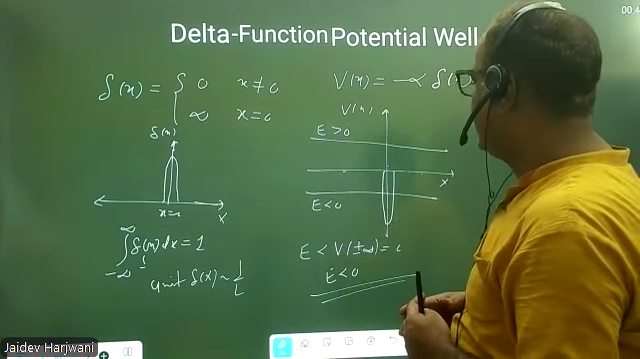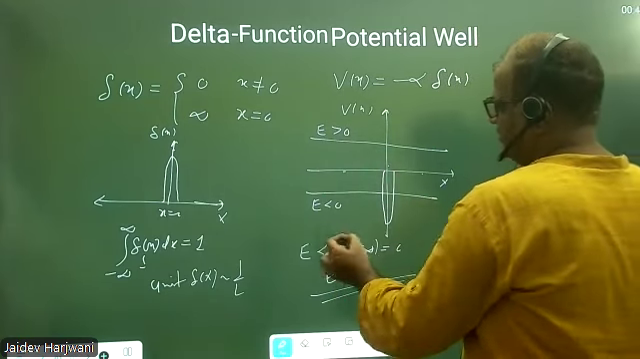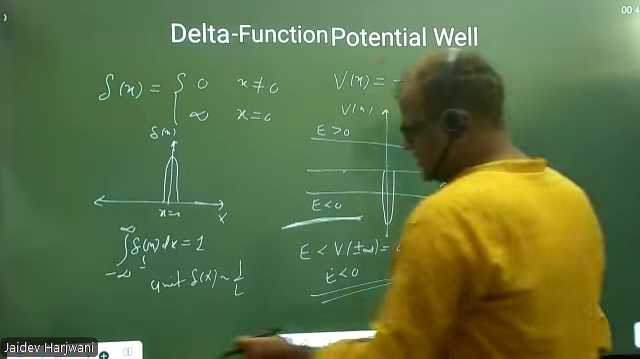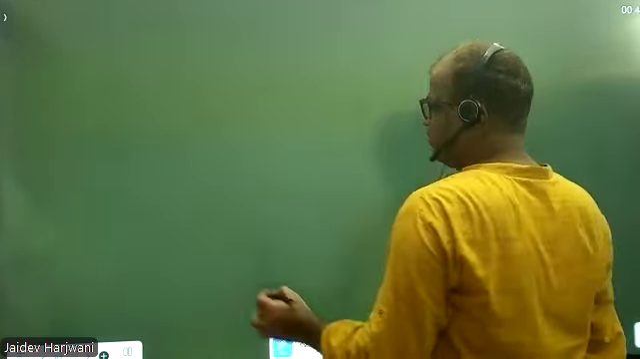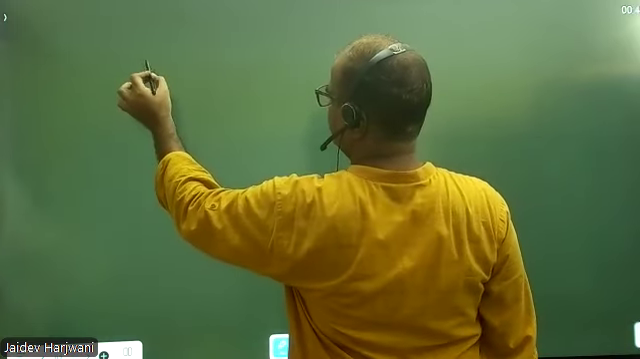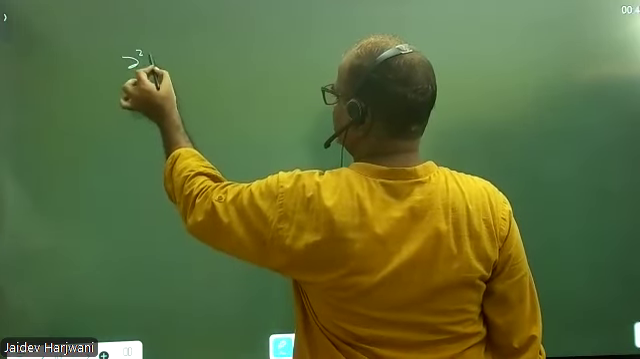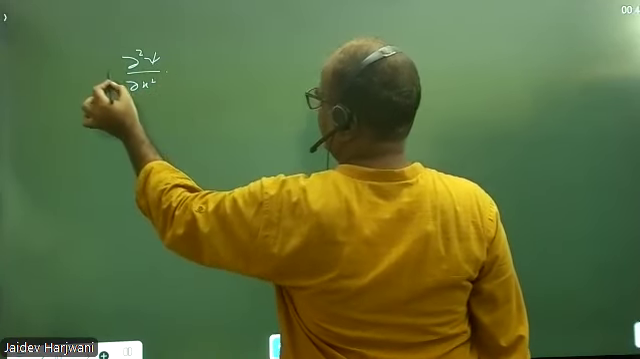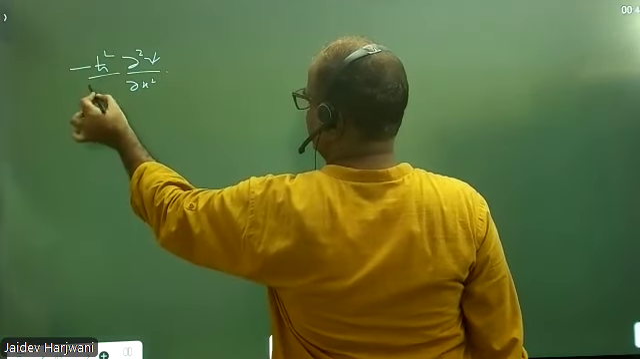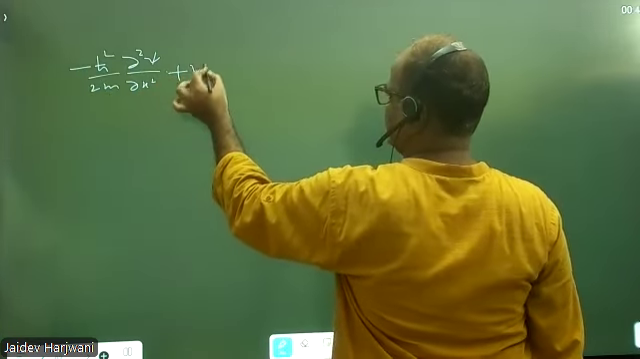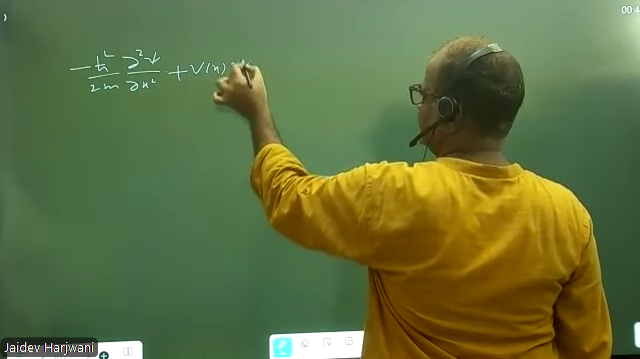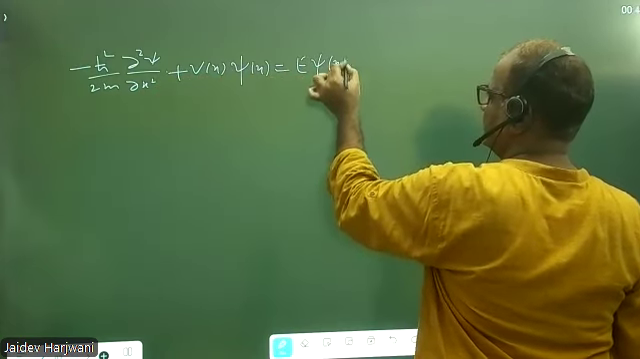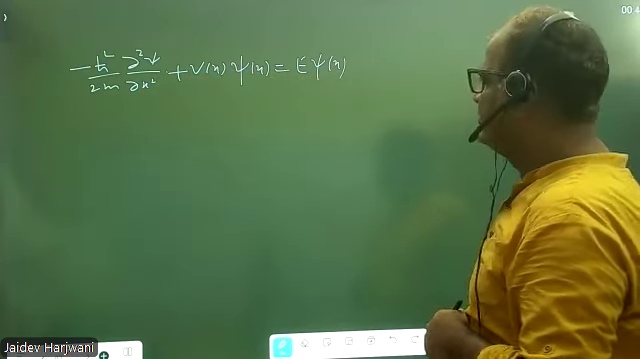So let me now solve. Today I'm going to solve the bound state solution, that means the case when my energy E is less than 0. We have the Schrödinger equation: minus h cut square by 2m del 2 psi upon del x square plus V x psi x is equal to E psi x. This is my time independent Schrödinger equation.